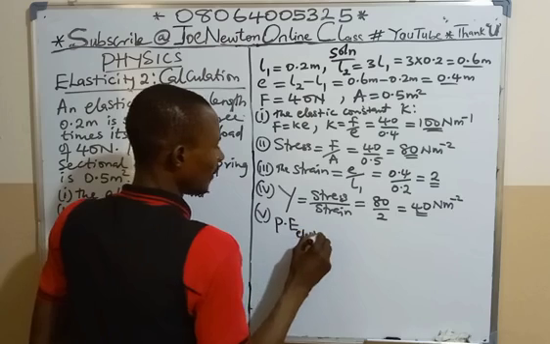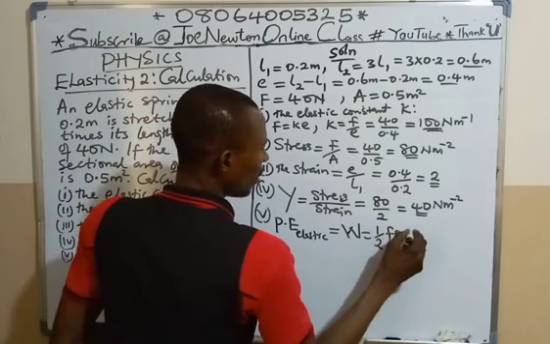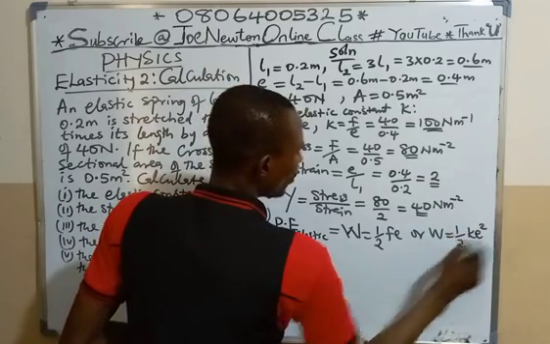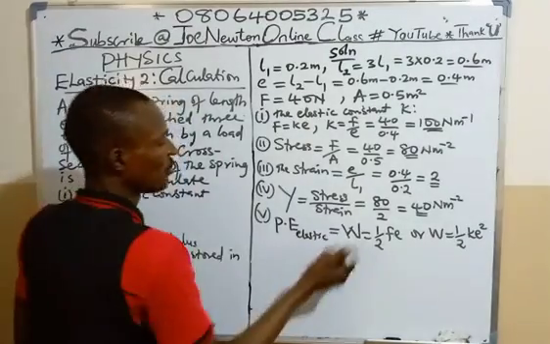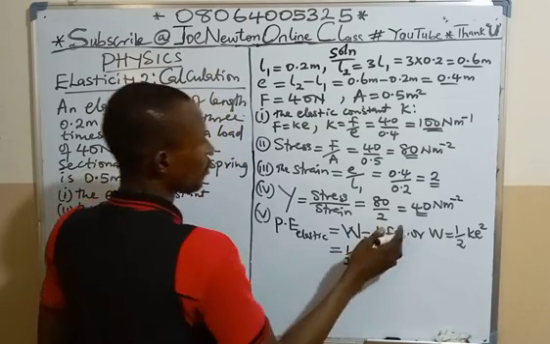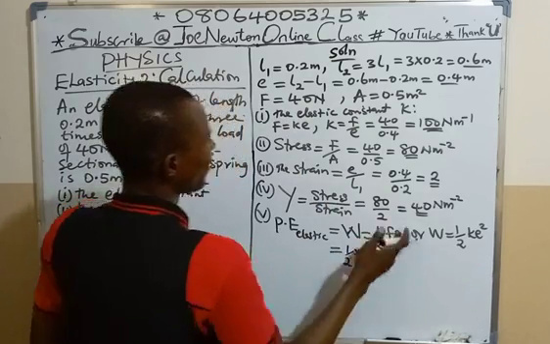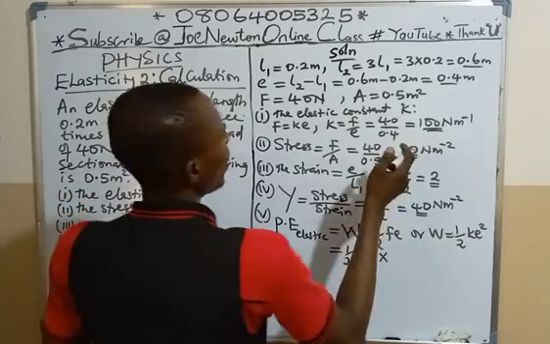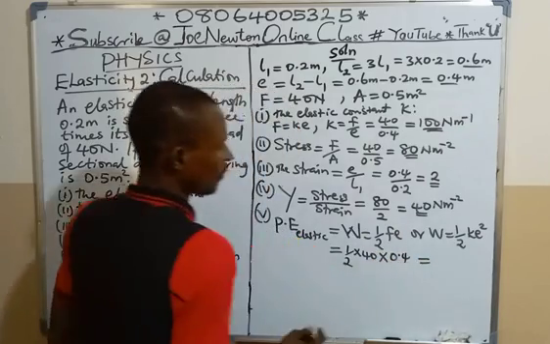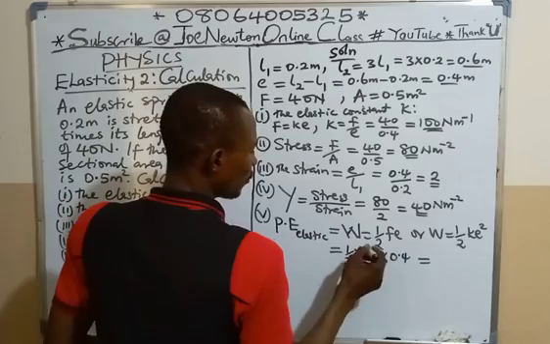elastic, which is equal to work done, equal to 1 over 2 Fe, or equal to 1 over 2 Ke squared. So either of these formulas will solve the problem. Let us use this one. We have 1 over 2. Our force is already given as 40 times 40. Our extension is already there as 0.4 times 0.4, which will give you 2 divided into 40, you have what? 20.